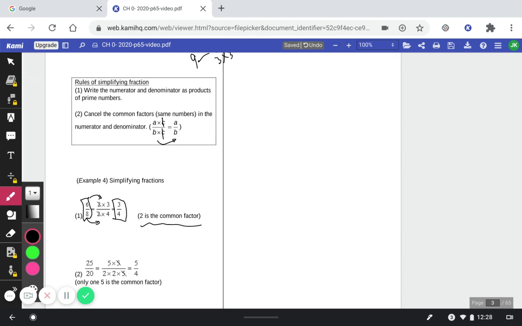And if you can do further, then you do more until you cannot simplify anymore, which means until you don't have any common factors between numerator and denominator.